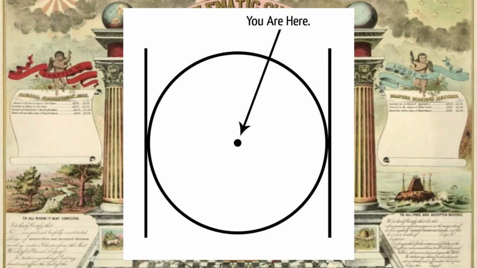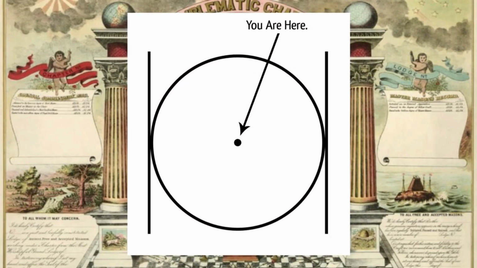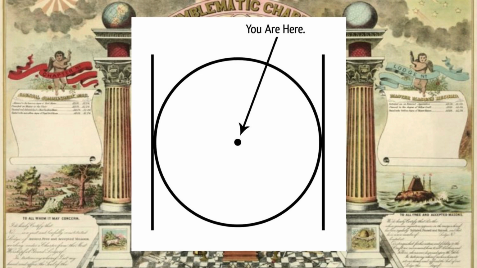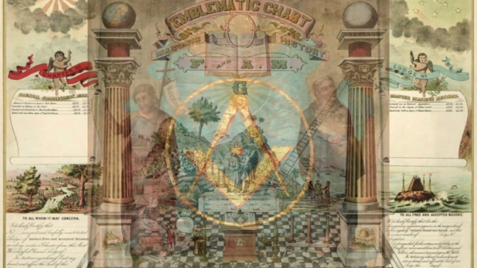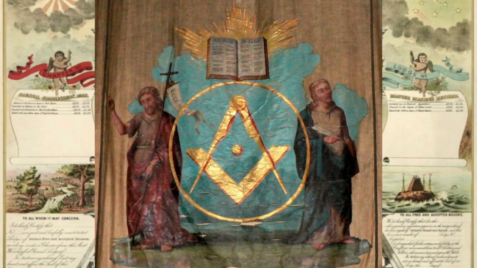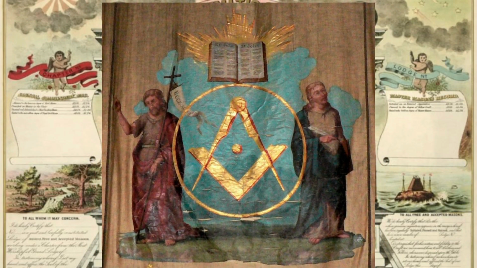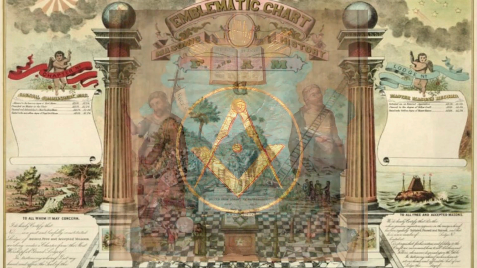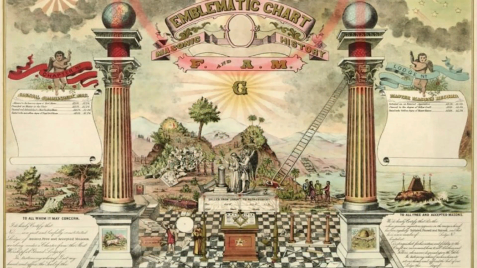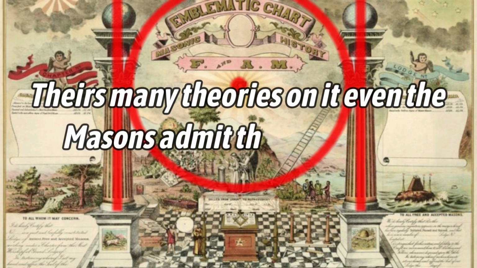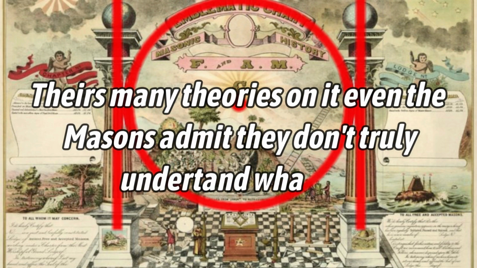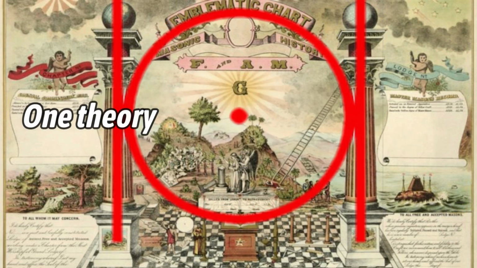I've talked about it for a long time, this symbol, in regard to circumpunct, Godhead, knowledge. But if you actually just put it into perspective in regard to the etymology that I've just shown you, it just makes perfect sense. 2 poles trapped with a circle of electricity in between. So there's many theories on it. Even the Masons admit they don't truly understand what it is.